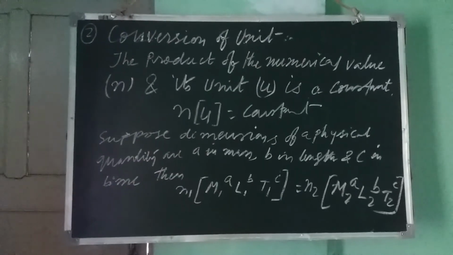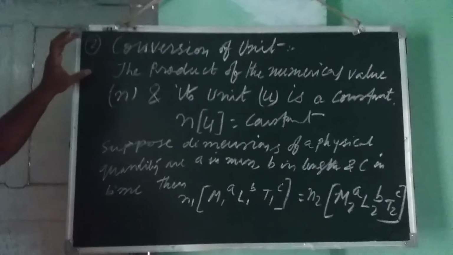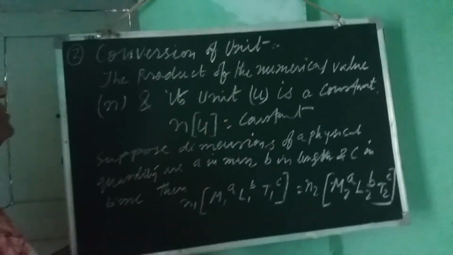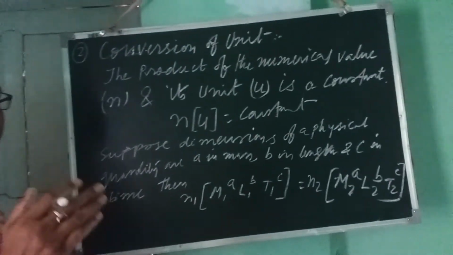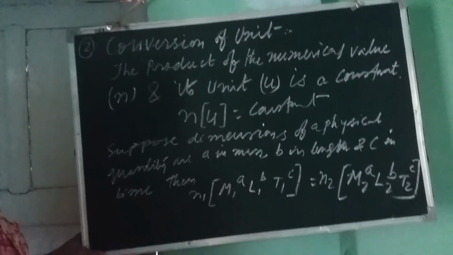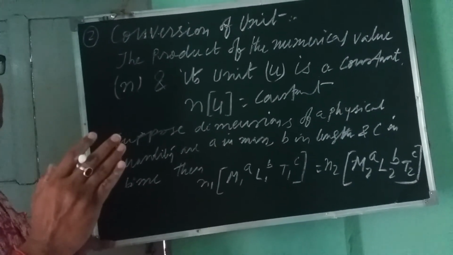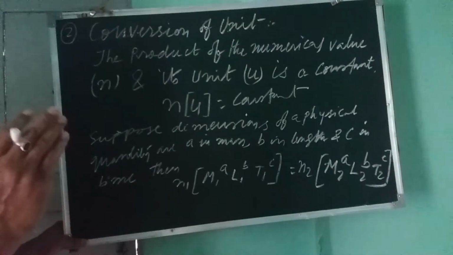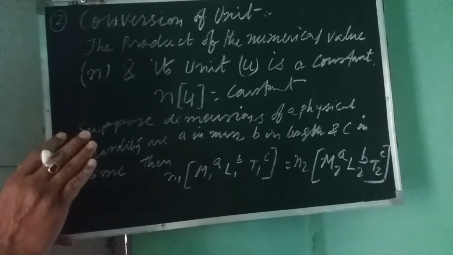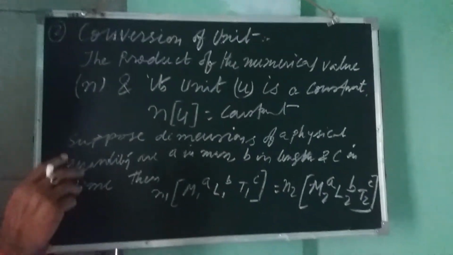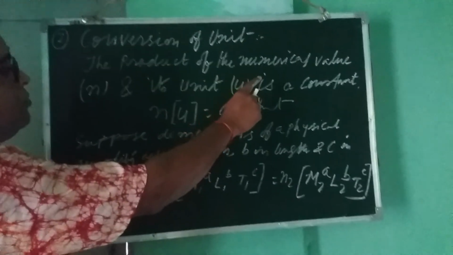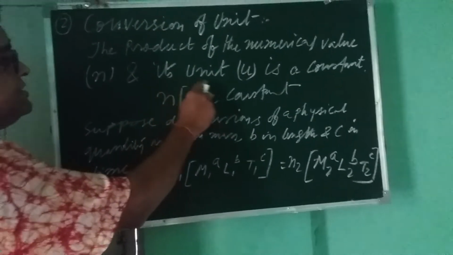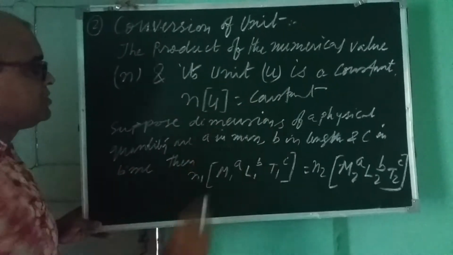Now, the second use of dimension is the conversion of units. For example, we convert one unit to another unit, like dyne to Newton, or joule to erg. If we convert one unit to another unit, the product of the numerical value n and its unit u is always constant.